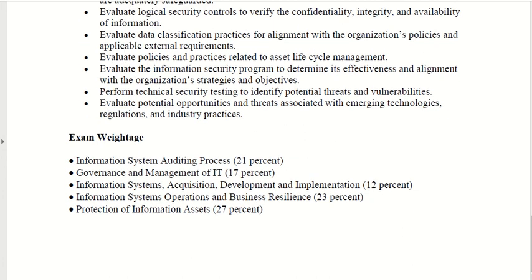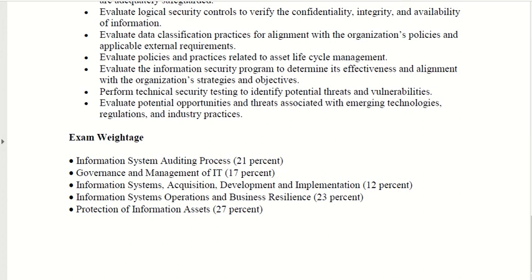Exam weightage. The CISA exam, as mentioned earlier, has five domains, and each domain has different weightage in the exam. For example, information system audit process has 21% weightage. Governance and management of IT has 17%. Information system acquisition, development, and implementation has 12%.